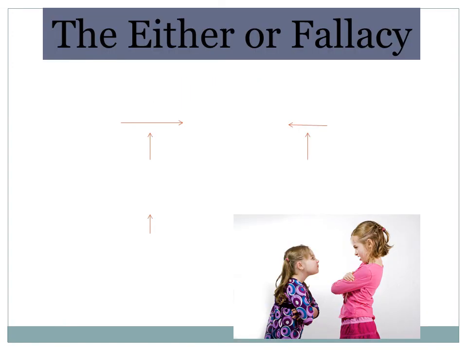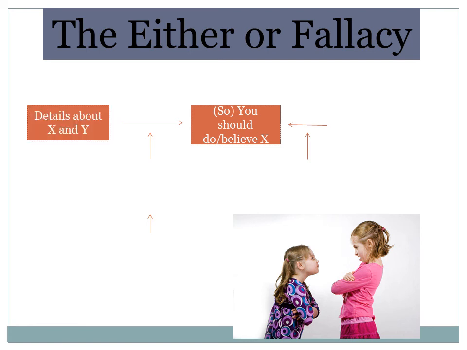So we're going to start by looking at what's called the either-or fallacy, or what is sometimes called false dilemma. In the either-or fallacy, the speaker presents you with only two options and tries to make you believe that you have to choose between those two options. So they end up with a claim that you should do or believe thing X, whatever that might be, and they provide you details about thing X and thing Y and point out that X is superior to Y. The only way this argument works is if you accept the warrant that there are only two choices.